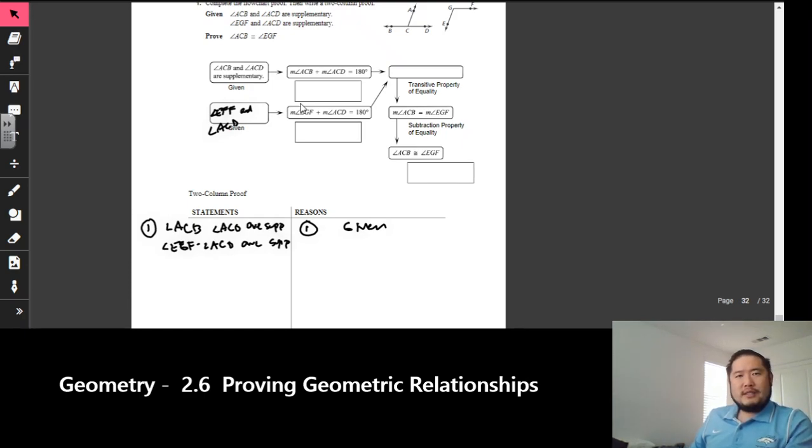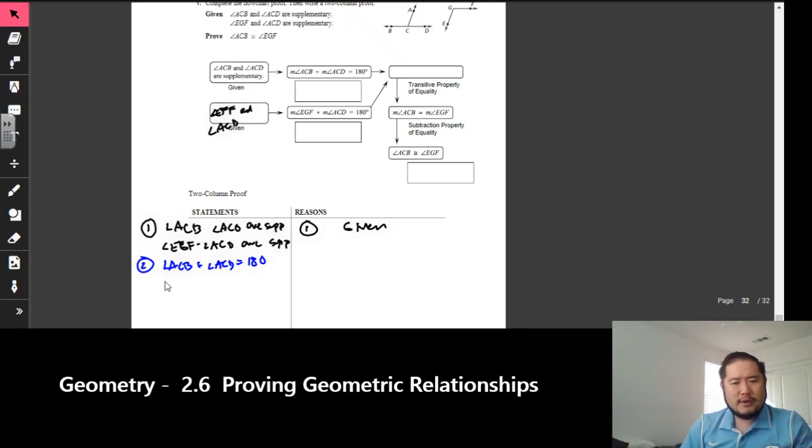They separated the two things. Oftentimes you could say that statement 1 is one given, statement 2 is the second given, or we could put it all together in one. Both are perfectly fine. So for number 2, we have the measure of angle ACB plus the measure of angle ACD is 180. And they also included that down below in the second line, where the measure of angle AGF plus the measure of angle ACD is equal to 180.